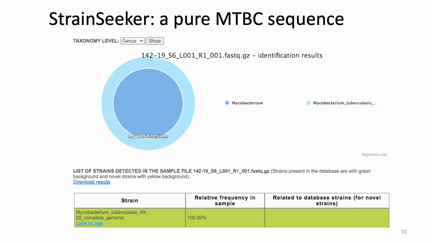And here finally, we can see the result of StrainSeeker for a pure MTBC sequence. As you can see in this FASTQ file obtained from the Illumina sequencing machine, we have only, or better to say 100%, Mycobacterium tuberculosis DNA that has been sequenced.